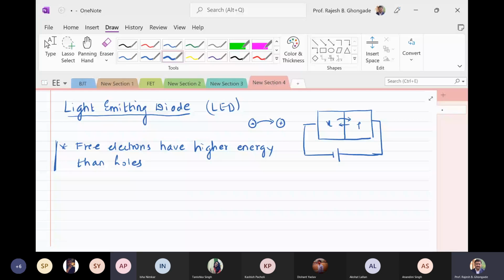Guys, am I audible? Mobility is more. No, since they have higher energy, their mobility is more. It's the other way around.